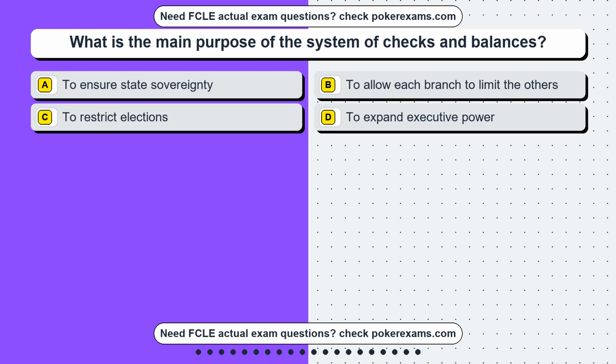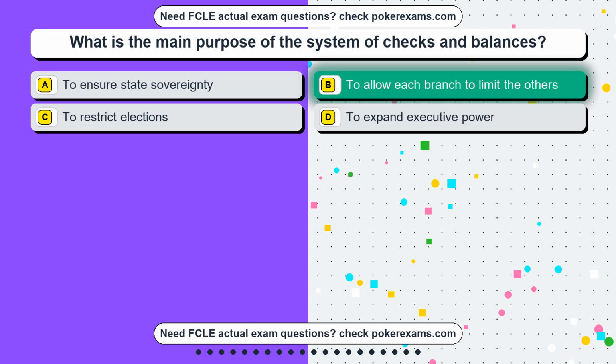Question 1. What is the main purpose of the system of checks and balances? Option A. To ensure state sovereignty. Option B. To allow each branch to limit the others. Option C. To restrict elections. Option D. To expand executive power.